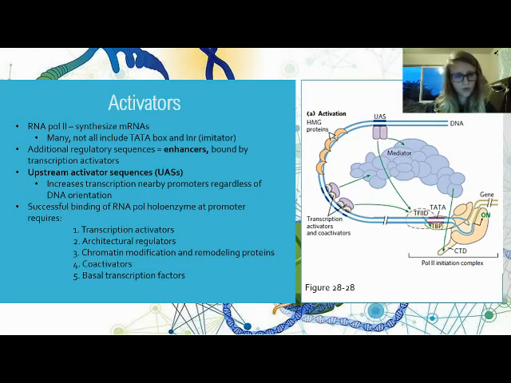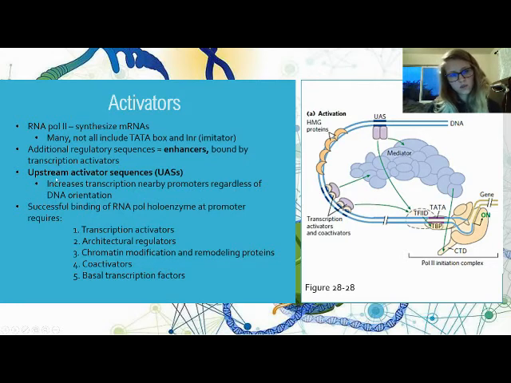Different kinds of activators. RNA polymerase II, as we know, synthesizes messenger RNAs. Many, but not all, polymerase II promoters include the TATA box and initiator sequences with their standard spacing. They vary in the number and location of additional sequences required for regulation of transcription. Additional regulatory sequences called enhancers are generally bound by transcription activators. Here we have the transcription activators in purple and the enhancer regions in navy blue.